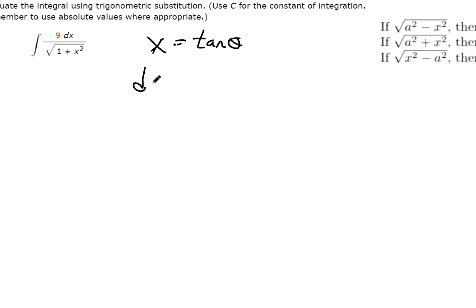It'll be important to think about what the derivative of x is, because that's the derivative of tangent theta. Using the chain rule, that's secant squared theta, and then d theta, the derivative of whatever theta is. So if we let x be tangent theta, then the derivative of x is secant squared theta d theta.